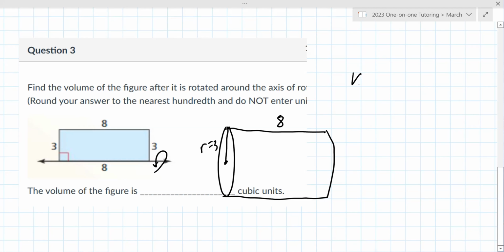The volume of a cylinder is pi r squared h. It is the area of the base times the height. The base is a circle. That's why it's simplified to pi r squared. Height is 8.